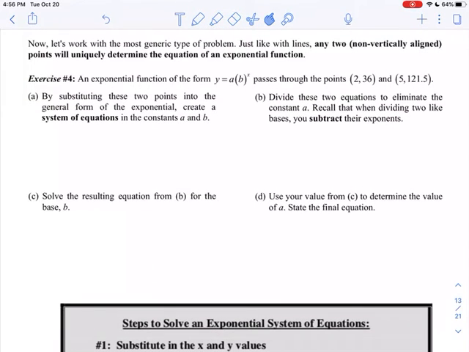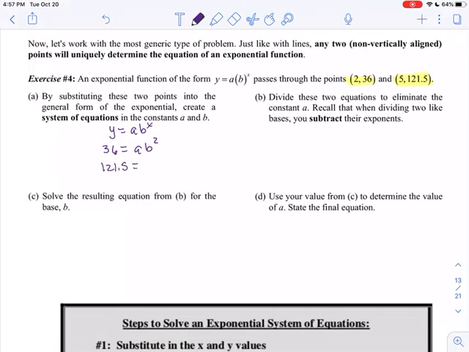Now, most of the problems that you're going to have to do are similar to exercise 4. So this would be a typical Regents question where I'm going to give you 2 points and you have to algebraically figure out what a and b are. You have to algebraically determine the equation of that exponential function. So they take you through the steps to do that. But here's what you're basically going to do. You're going to substitute the points into the general form of an exponential. The general form of an exponential is y equals a b to the x. Now my points are 2, 36 and 5, 121.5. Of course we got a decimal there, but you're going to see it really doesn't matter.